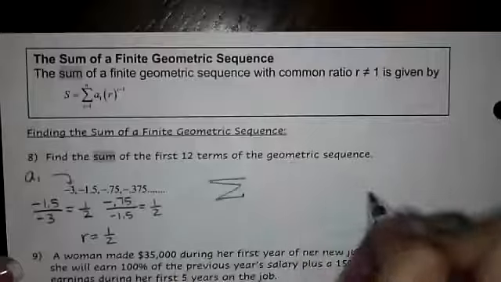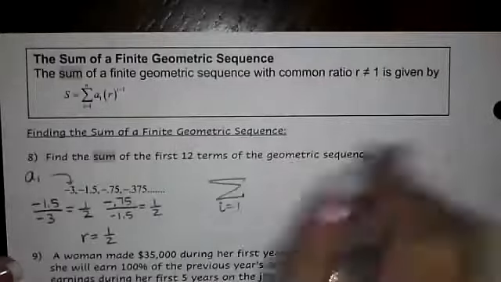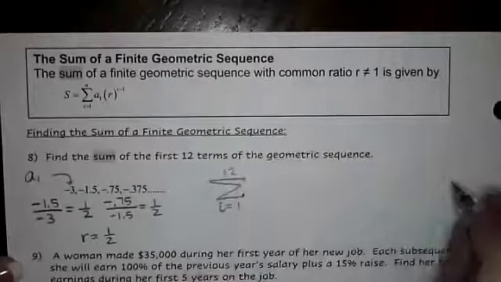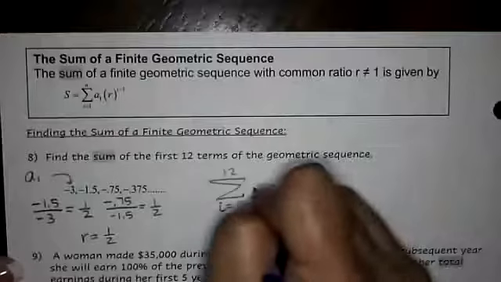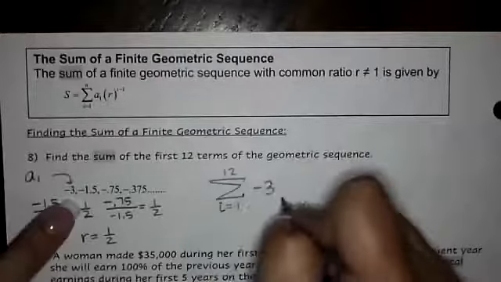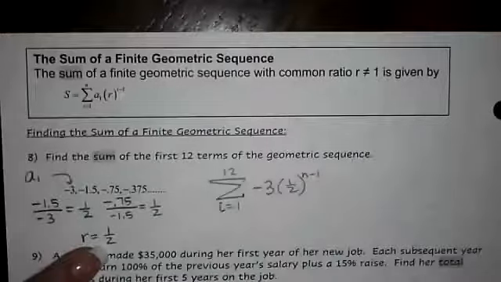So sigma i is equal to 1. That's my first term. We want a partial sum of 12. So 12 is going to be the highest here. And then my equation is negative 3 is the A. That's our initial amount. Our ratio we just found to be 1/2 to the n minus 1.